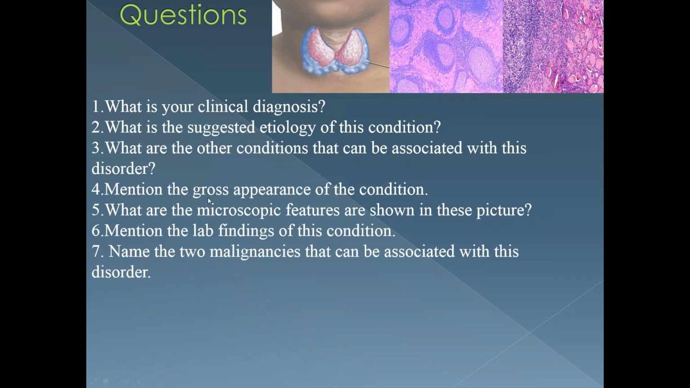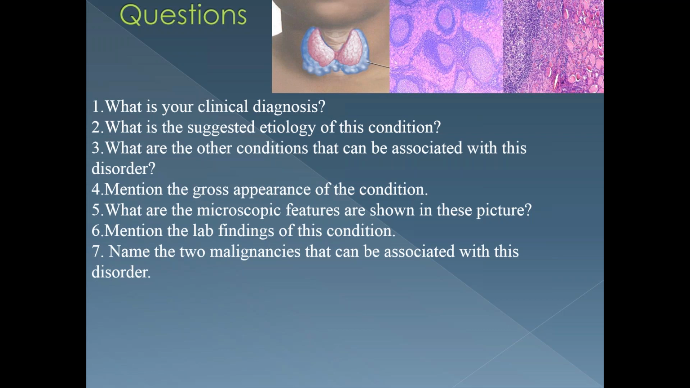So the questions to be discussed would be: what is your clinical diagnosis? What is the suggested etiology of this condition? What are the other conditions that can be associated with this disorder? Mention the gross appearance of the condition. What are the microscopic features which are seen in this picture? And mention the lab findings of this condition. Finally, name two malignancies that can be associated with this disorder.